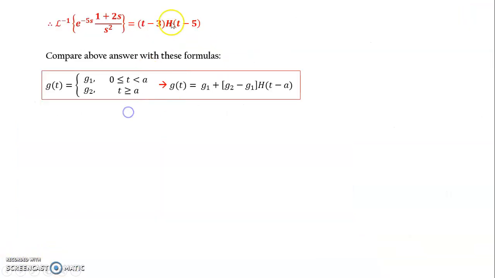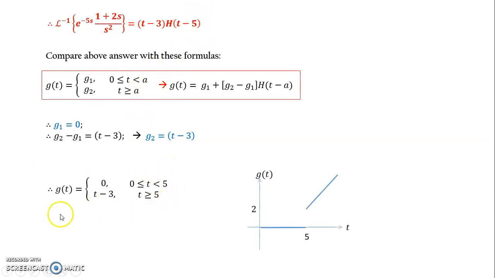In order to change the function from unit step function to step function, we just need to compare this equation with this equation so that we can find the values of G1, G2, and a. From the comparison, G1 is equal to 0 because you don't have anything in front. Then G2 minus G1 is t minus 3, and because G1 is 0, G2 is t minus 3. So a in this case is equal to 5. Finally, I can rewrite my equation in terms of step function, where G1 is 0, G2 is t minus 3, and a is 5.